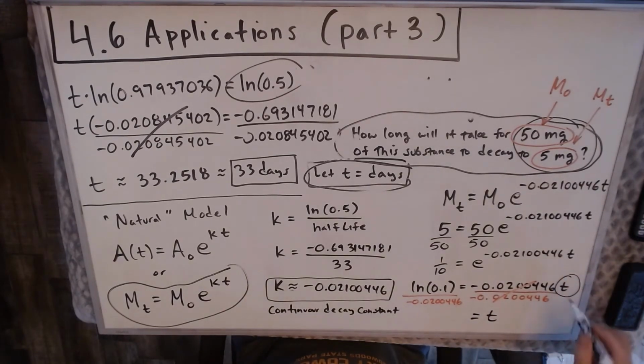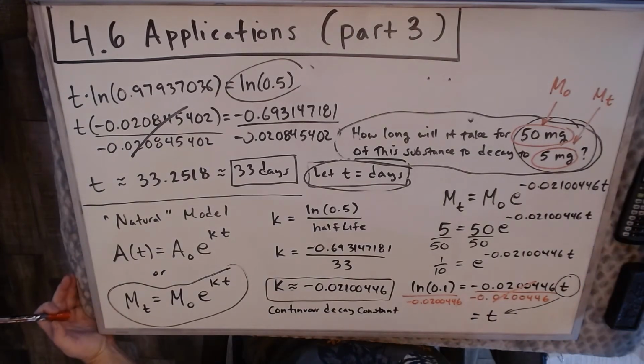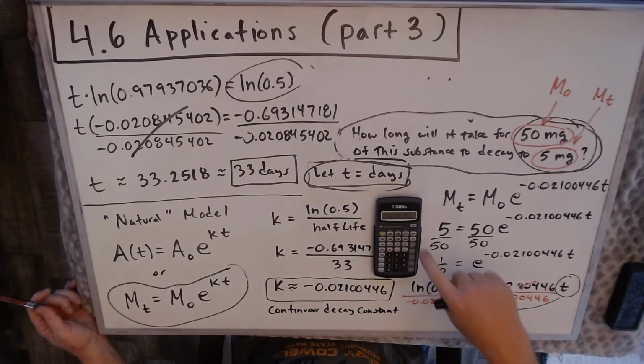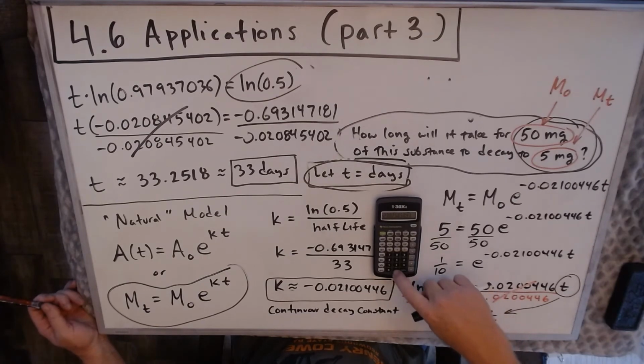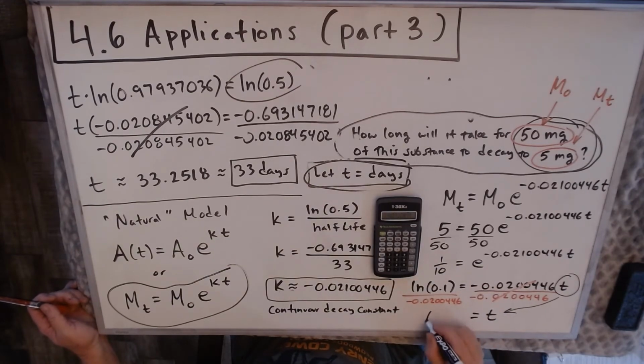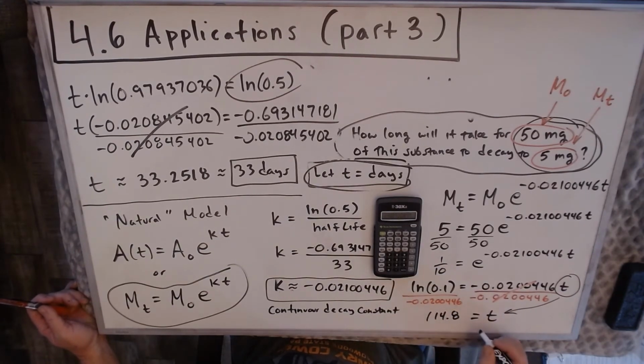So here's my t, dividing both sides. So what do I got? I got ln of 0.1 divided by negative 0.0200446. So that comes out to be 114.8 or 115 days.